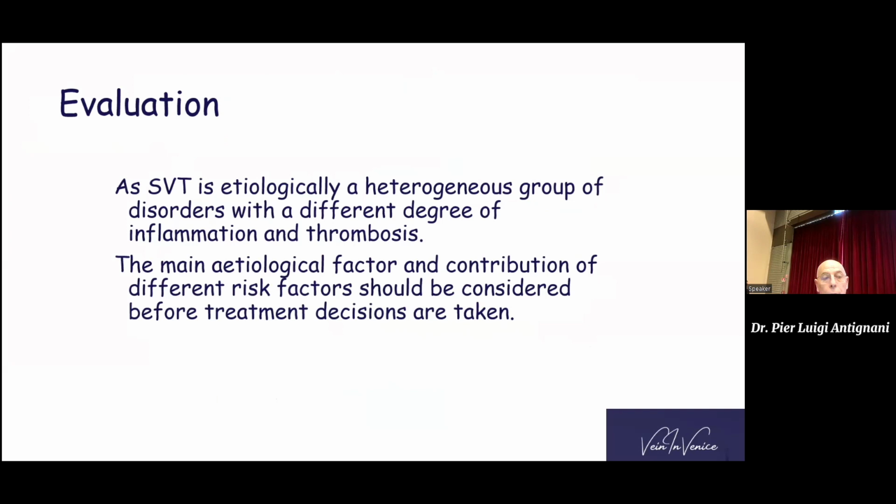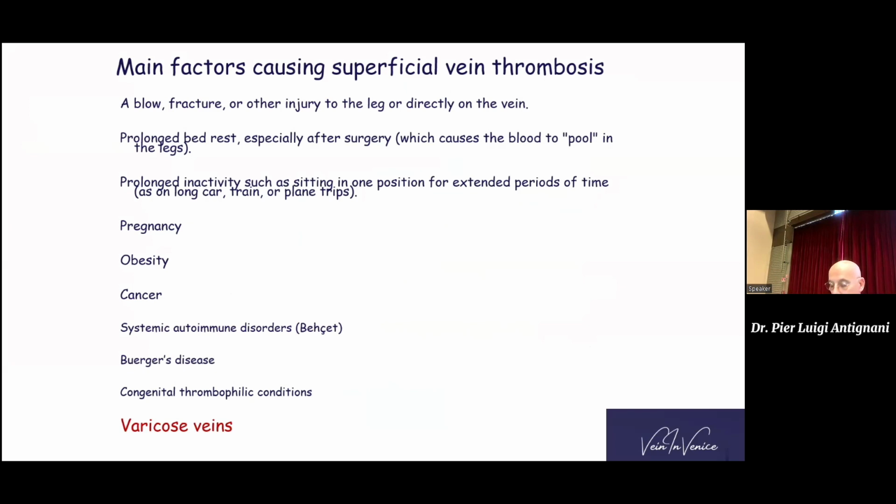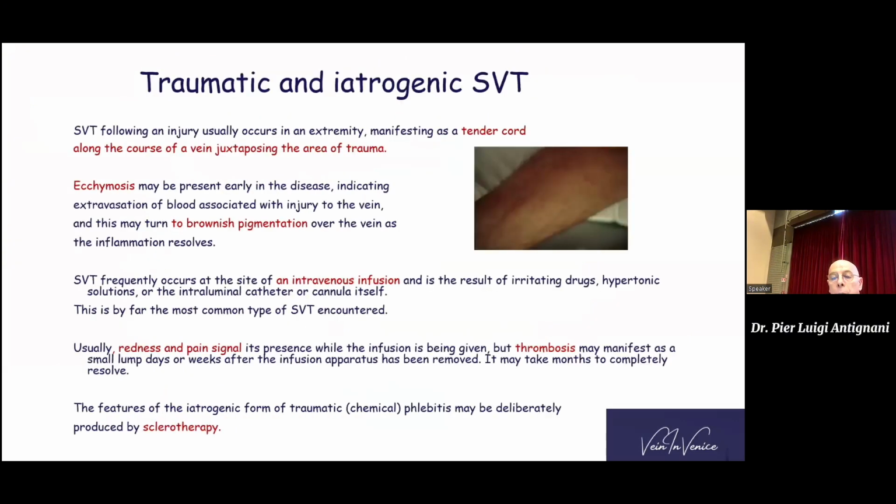The superficial vein thrombosis is an etiologically heterogeneous group of disorders with a different degree of inflammation and thrombosis. Here you can see the list of very important risk factors, and you can see at the end the varicose vein because it's a more representative group of this pathology. But, what is the superficial vein thrombosis?